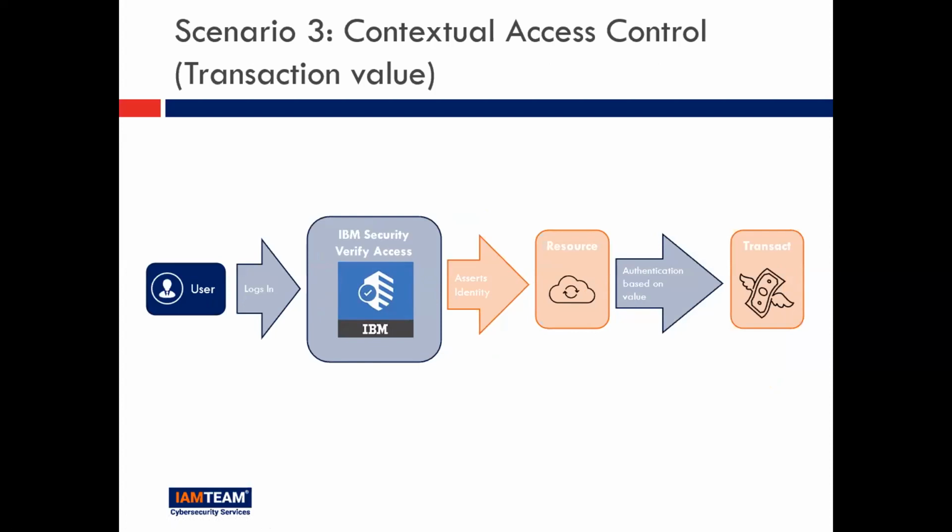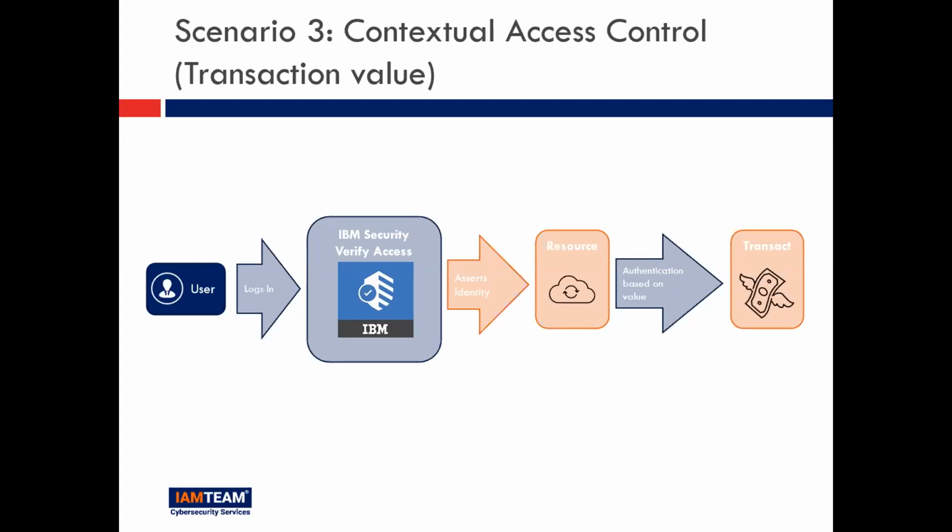So in this example, even though our user is able to access the application, of course, they will be logging into Verify Access. So Verify Access would assert the identity to the resource so they can access the application. But he will be required to further authenticate before he can successfully do any tasks or actions within that resource.